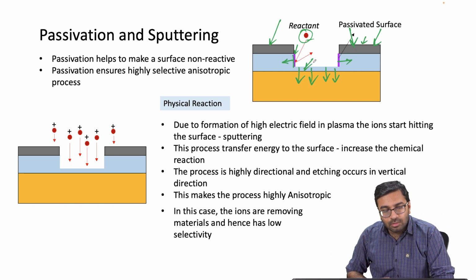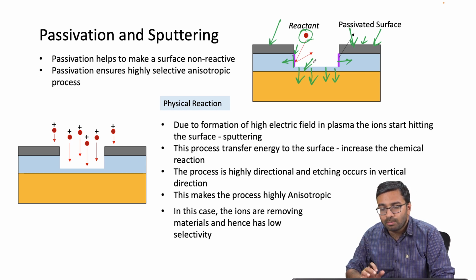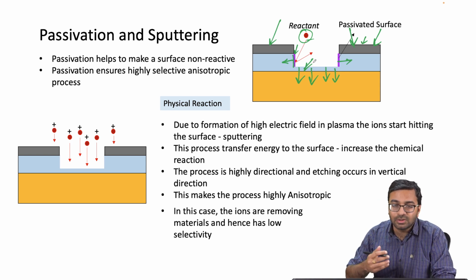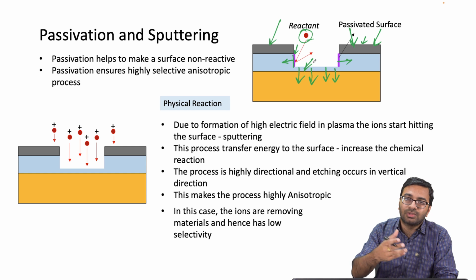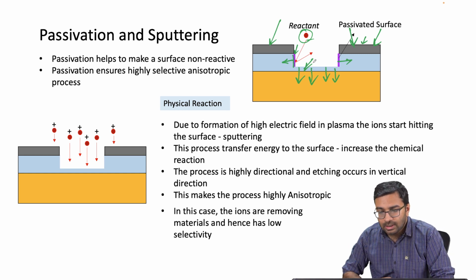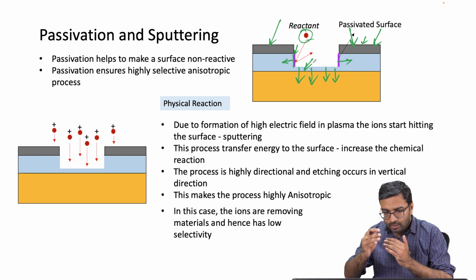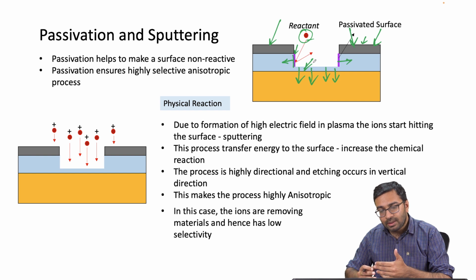We have also seen a similar process in sputtering, which we have discussed. Here also you will find that due to the formation of a high electric field in the plasma, the ions start hitting the surface, which is known as sputtering. It is the same process you see in the sputtering process. So, this will also etch out the material. This energy transfer also increases the chemical reaction in the entire process.